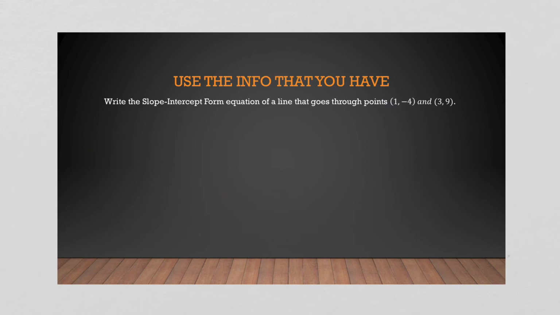Here's another example. And this time I'm going to write it in slope-intercept form. So I'm actually just going to use slope-intercept form instead of point slope. So watch here. I'm still going to do my slope equation. This is my point 2. And again, it doesn't matter which is which as long as you're consistent.